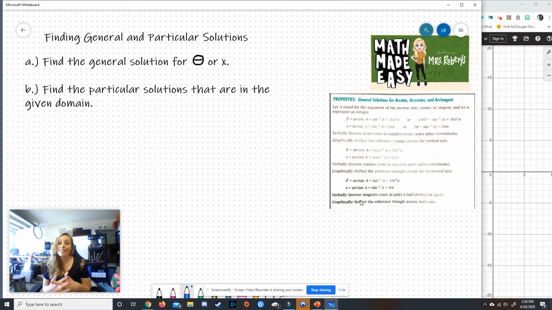And when we're solving, that's really important. So the first set of these are theta and x, whether you're in degrees or radians. And it says theta is the arcsin of the argument. Take the inverse sine of that argument and add 360 degrees n. That's saying that you can add 360 degrees as many times as you want, and you're going to be in exactly the same spot. Those are called coterminal angles.